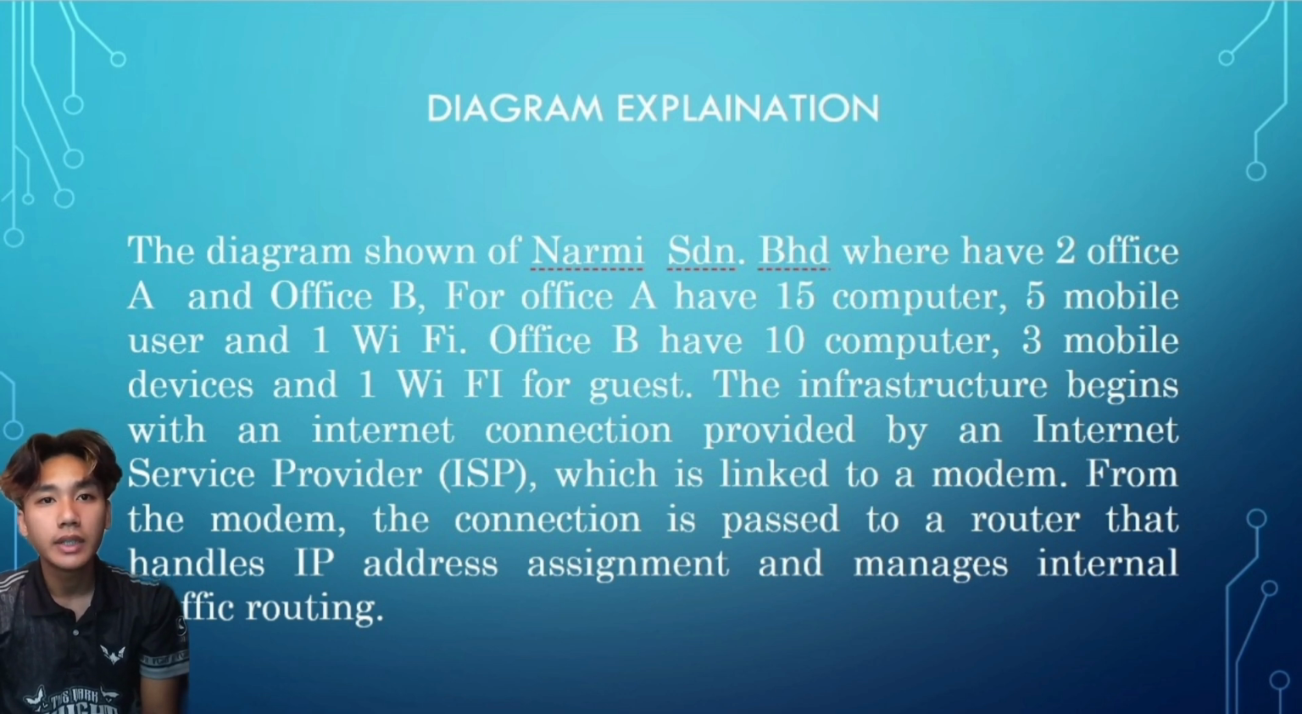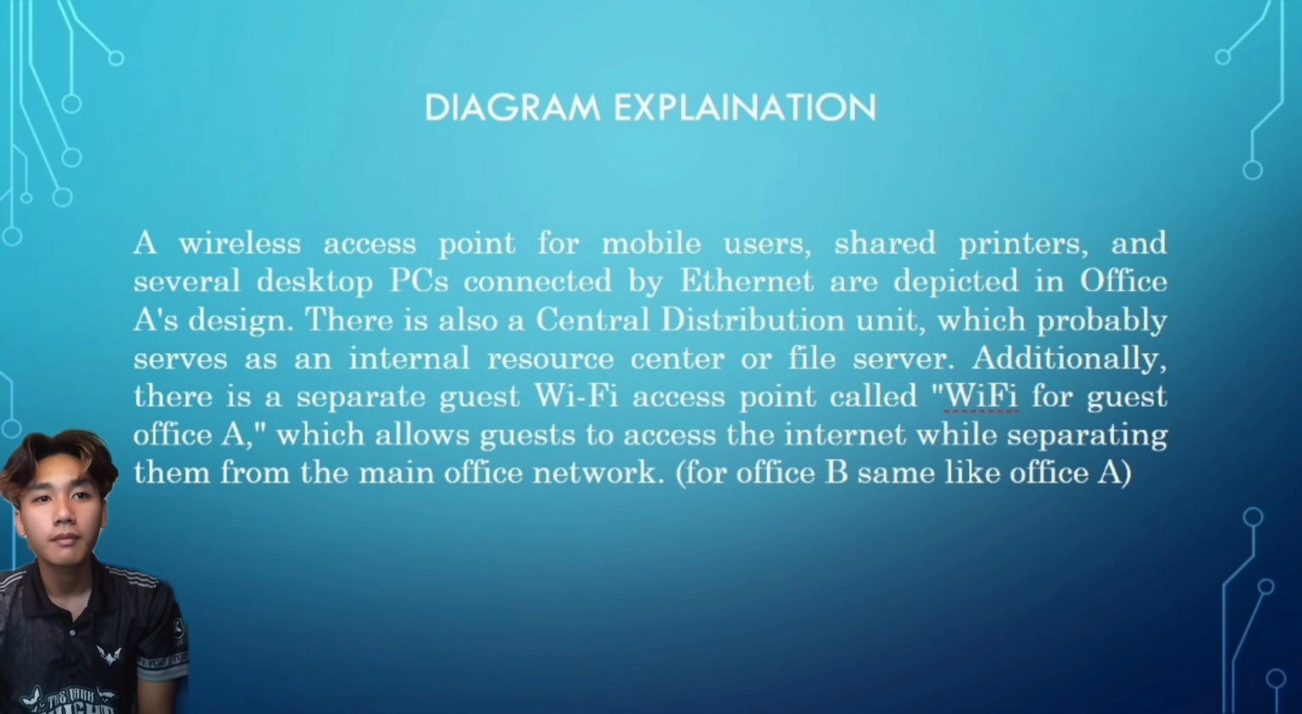The infrastructure begins with an internet connection provided by an internet service provider, ISP, which is linked to a modem. From the modem, the connection is passed to a router that handles IP address assignment and manages internal traffic routing. A wireless access point for mobile users, shared printers, and several desktop PCs connected by Ethernet are depicted in Office A's design. There is also a central distribution unit which probably serves as an internal resource center or file server.